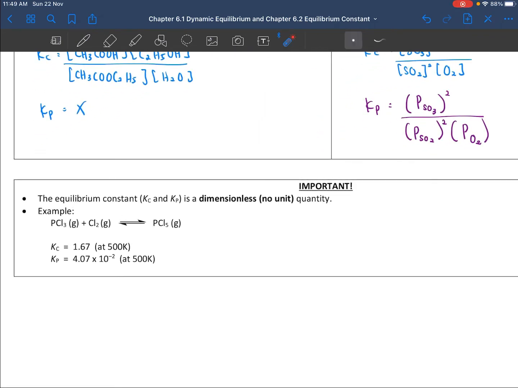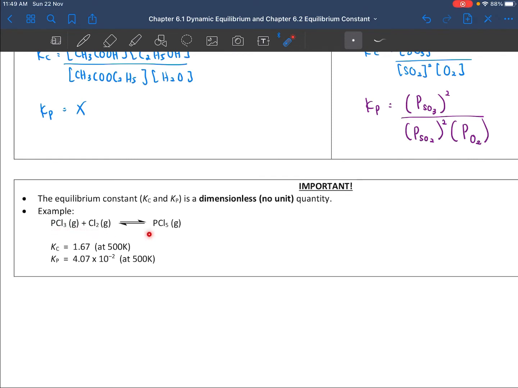Okay, so let's look at the important information below. The equilibrium constant, which is the value of KC and KP, is dimensionless. No unique quantity. Actually, KC and KP do have units, but for your syllabus, the units all cancel out, so the tendency for students to make mistakes is high. So for your syllabus, KC and KP are dimensionless. That means you don't have to write units.